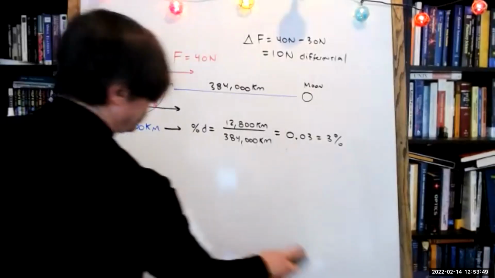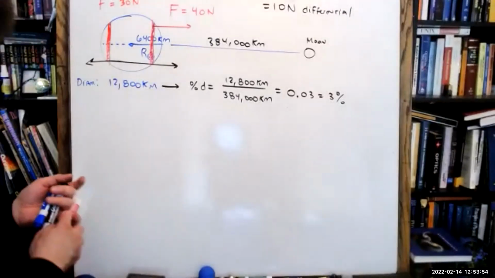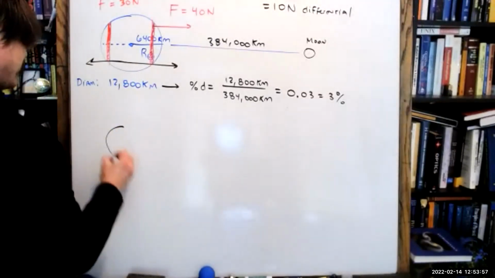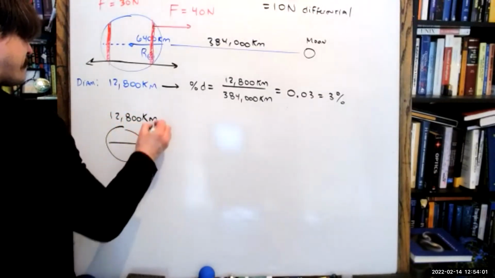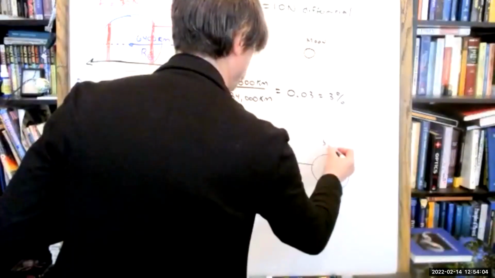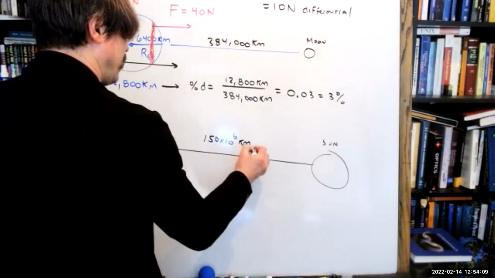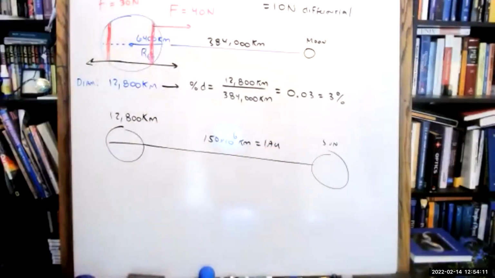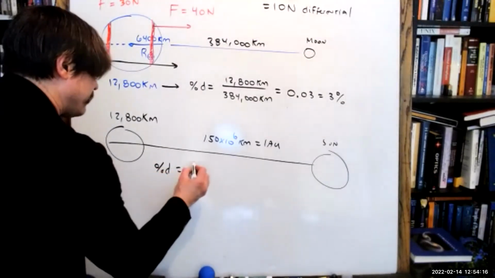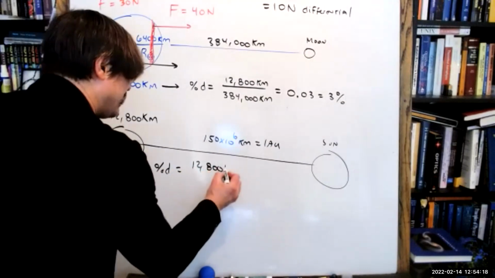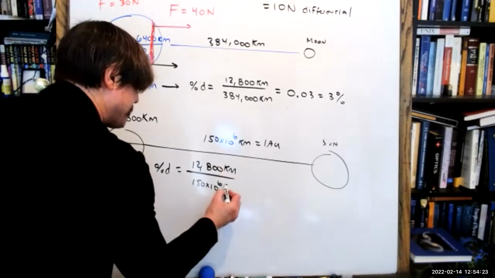It should happen for the sun, but the issue is that the percentage of Earth's diameter is not the same for the sun. For instance, if this is Earth and it's 12,800 kilometers, the sun has a distance of 1 AU, or 150 million kilometers away. So the diameter of Earth as a percentage of the distance is 12,800. Why don't you guys divide this by 150 million, and what do you get?